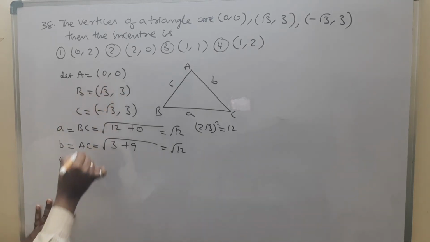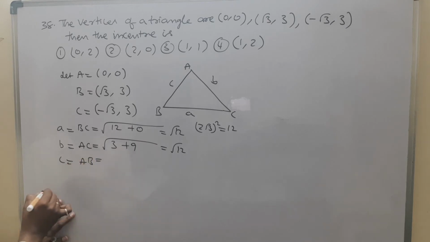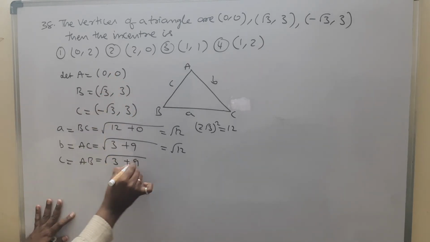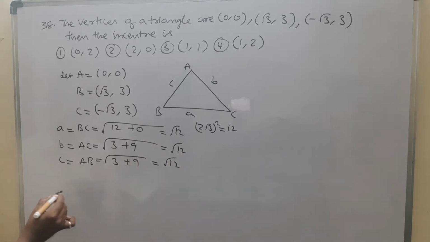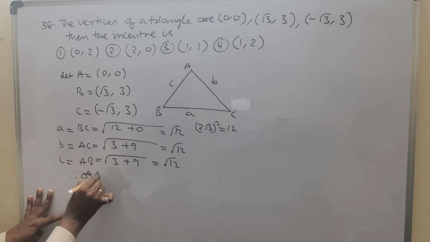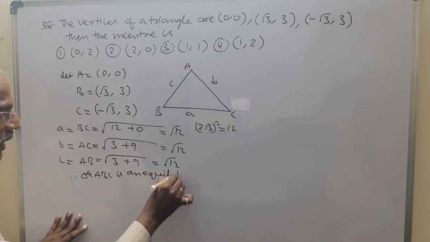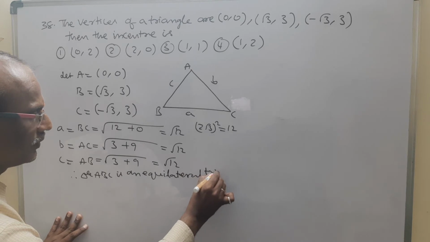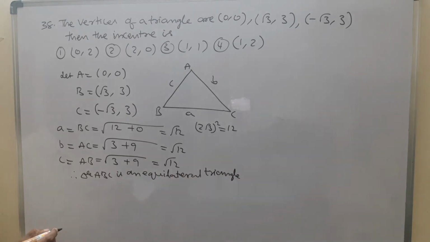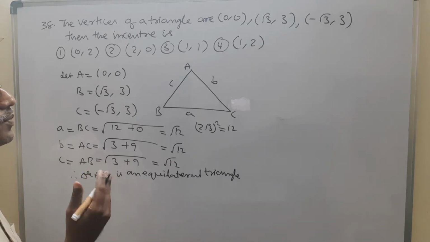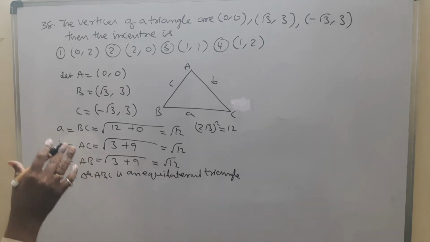Here 0 minus root 3, 0 minus root 3 is equal to minus root 3 whole square 3. 0 minus 3 whole square 9. 3 plus 9, root 12. To observe that here the three sides are equal, then triangle ABC is an equilateral triangle. In an equilateral triangle, all coincide: centroid, incenter, orthocenter, circumcenter. These are all coincide in an equilateral triangle.